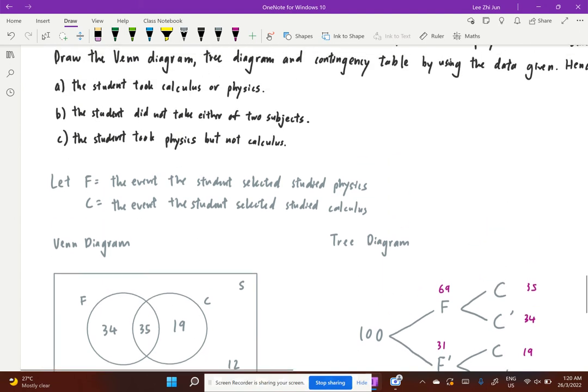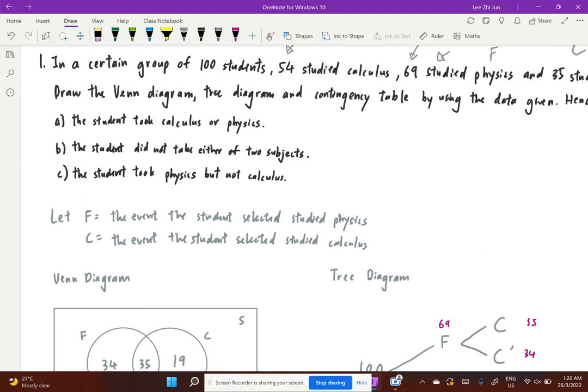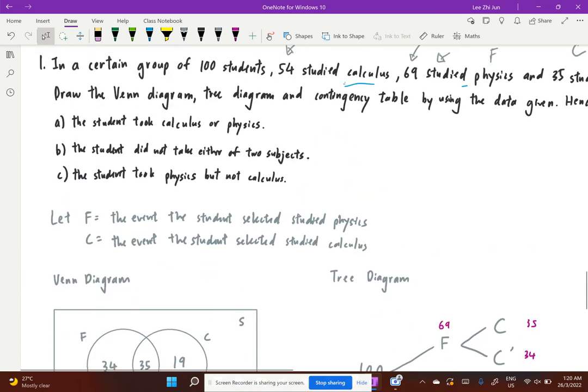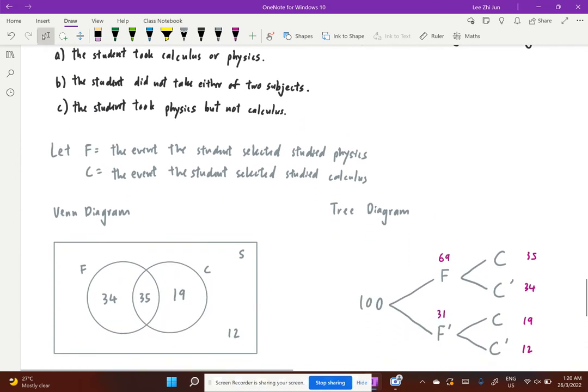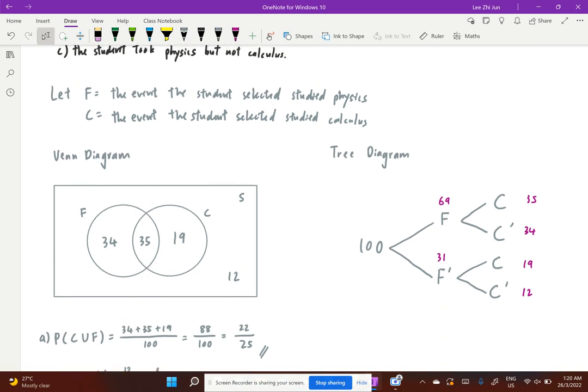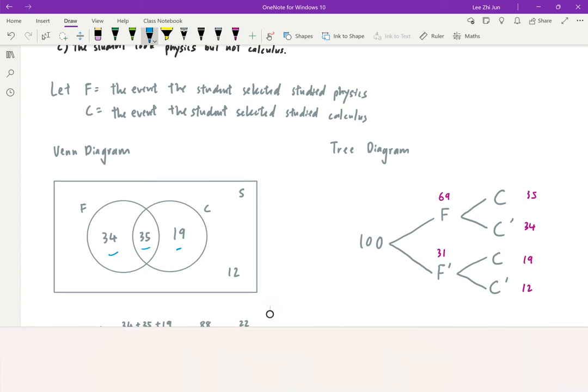For this one, there are just two outcomes, so I just need two circles and the Venn diagram can be used. The student takes calculus or physics: 34, 35, 19. So it will be 88 per 100, simplified as 22 per 25.